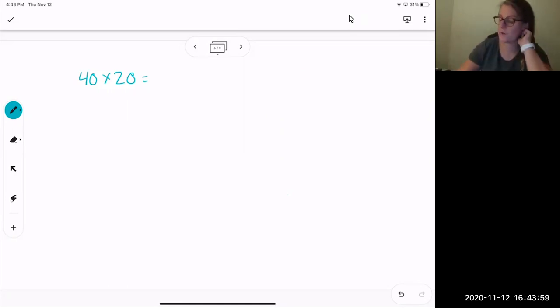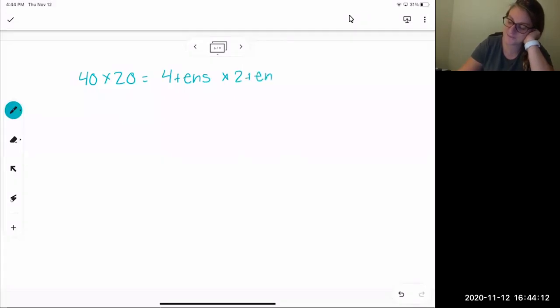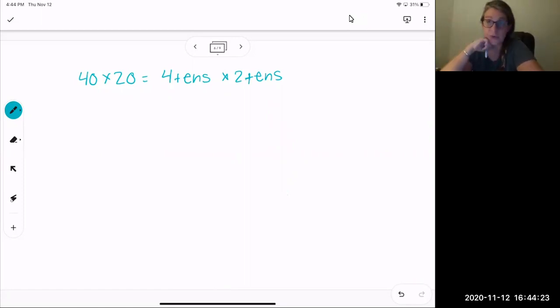So in unit form, we would do 4 tens times 20 tens. Nope, not times 20 tens. That was wrong. Times 2 tens. So looking at this in unit form, we know 4 times 2 is 8. Does that mean that this question is going to equal 8, or our answer is going to be 8 tens? Think about, does that make sense?